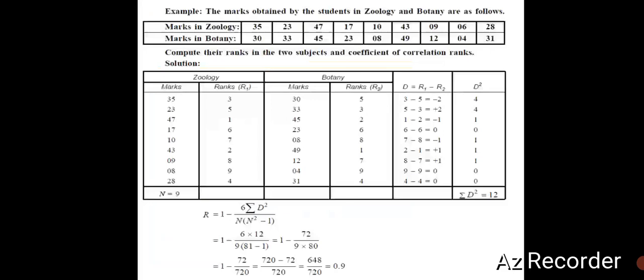The marks obtained by the students in zoology and botany are as follows. The marks in zoology are 35, 23, 47, 17, 10, 43, 9, 6, and 28. The marks in botany, similarly, are 30, 33, 45, 23, 8, 49, 12, 4, and 31.